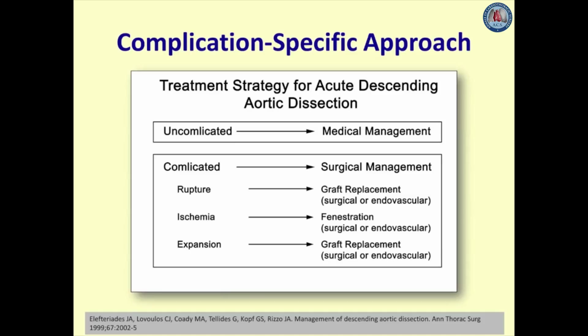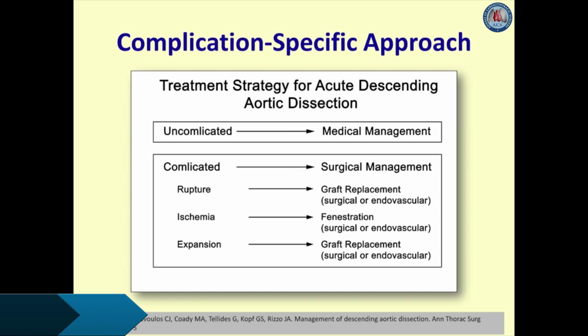This approach recognized that many type B dissections are completely uncomplicated, as we saw earlier, and we felt that they required nothing more than medical management. And then we examined the particular complications. For rupture, of course, we always recommended graft replacement, which currently can be done either by open surgery or endovascular approaches. For rapid expansion, indicating impending rupture, we also recommended graft replacement, which these days can be done either surgically or by an endovascular approach.